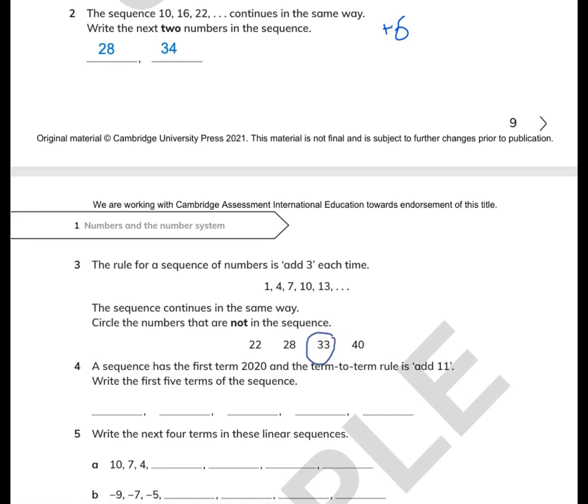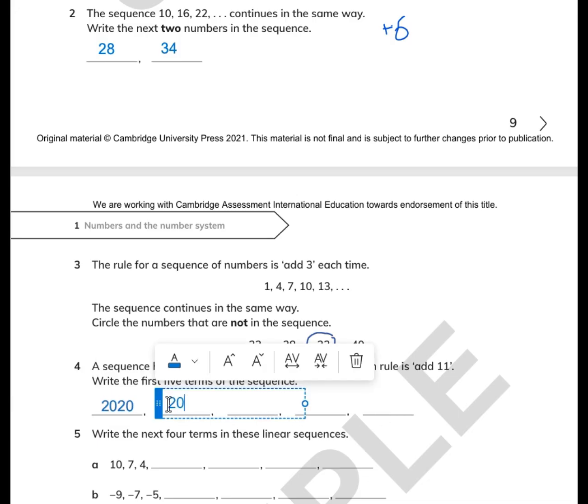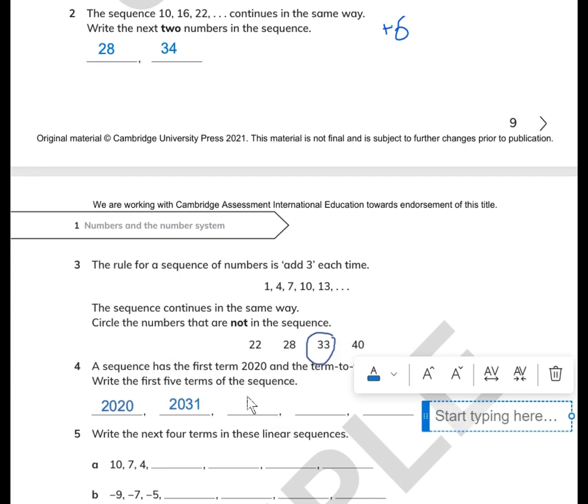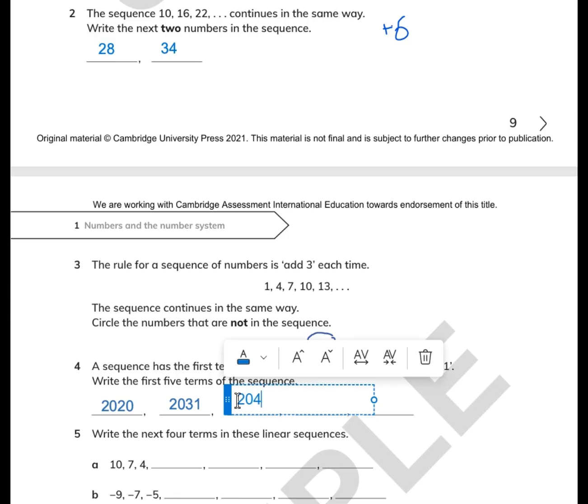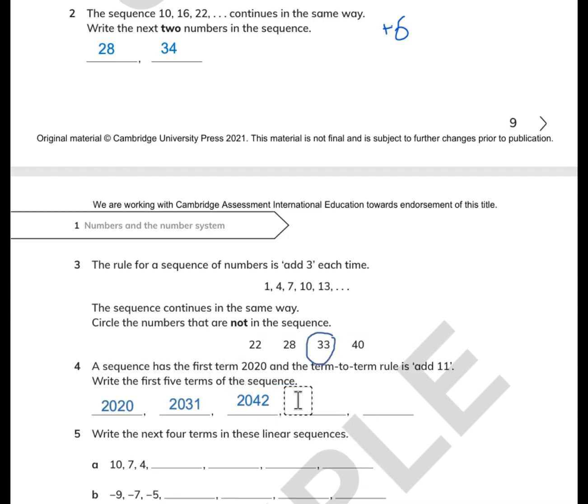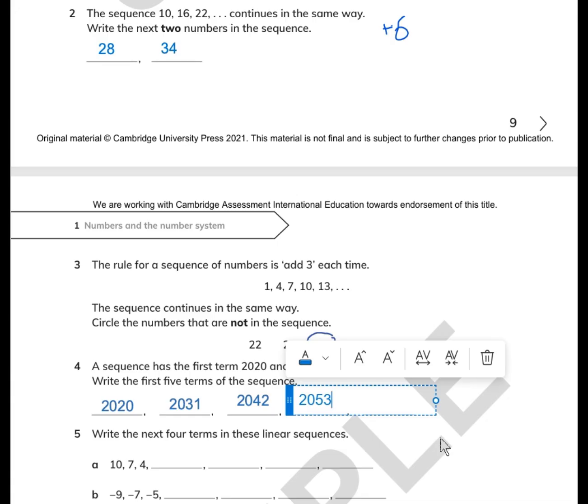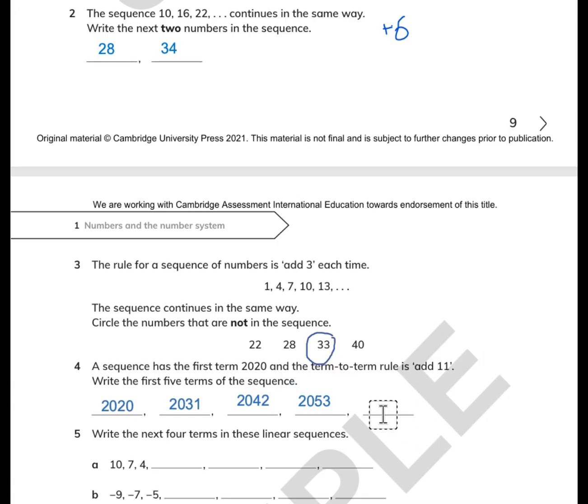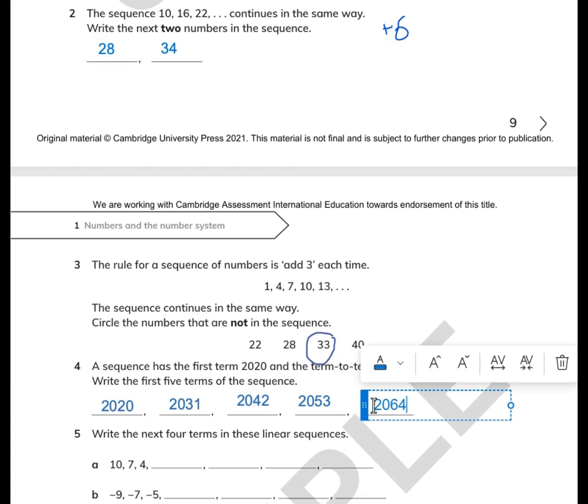Question number 4. A sequence has the first term 2020 and the term to term rule is add 11. Write the first 5 terms of this sequence. So the first term will be 2020, next will be 2031, 2042, 2053, and 2064.